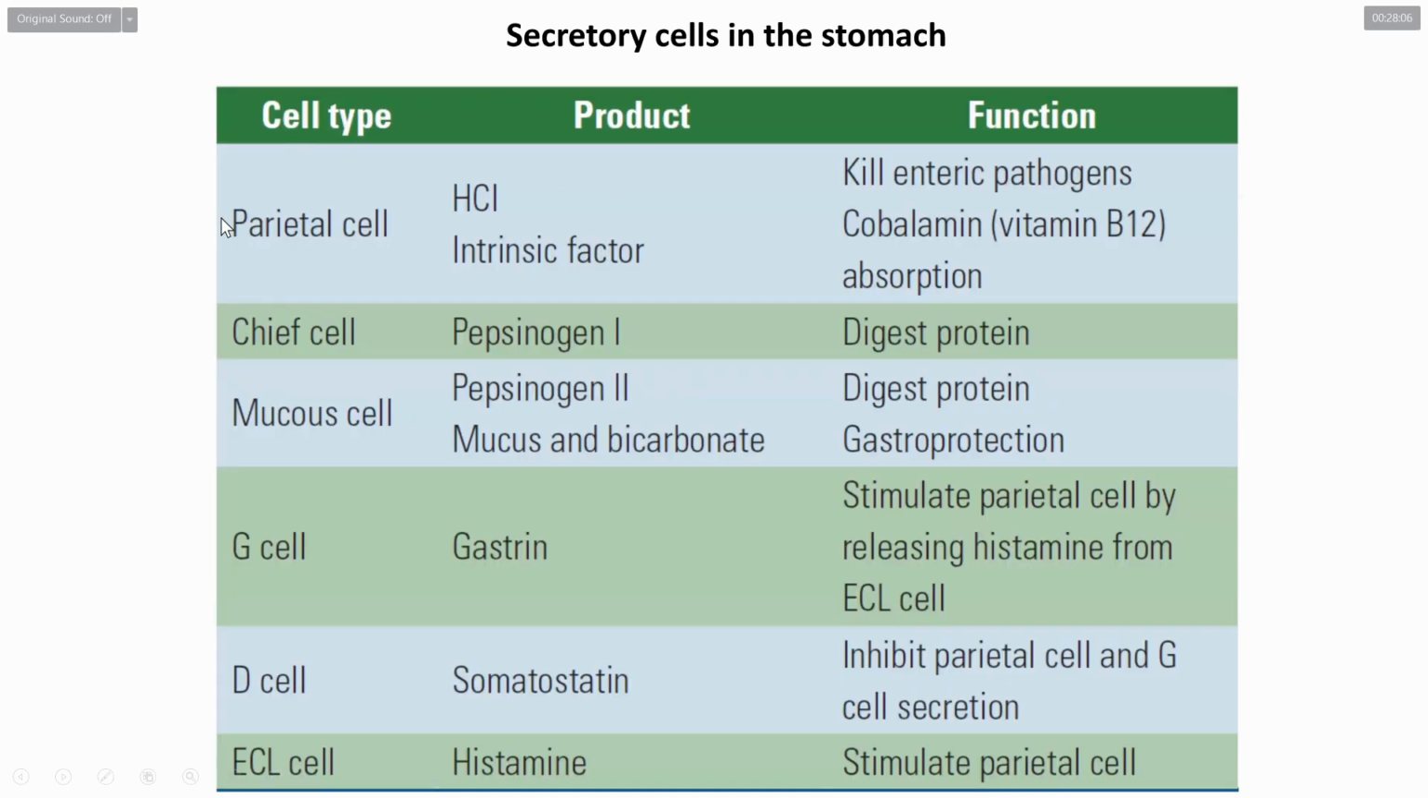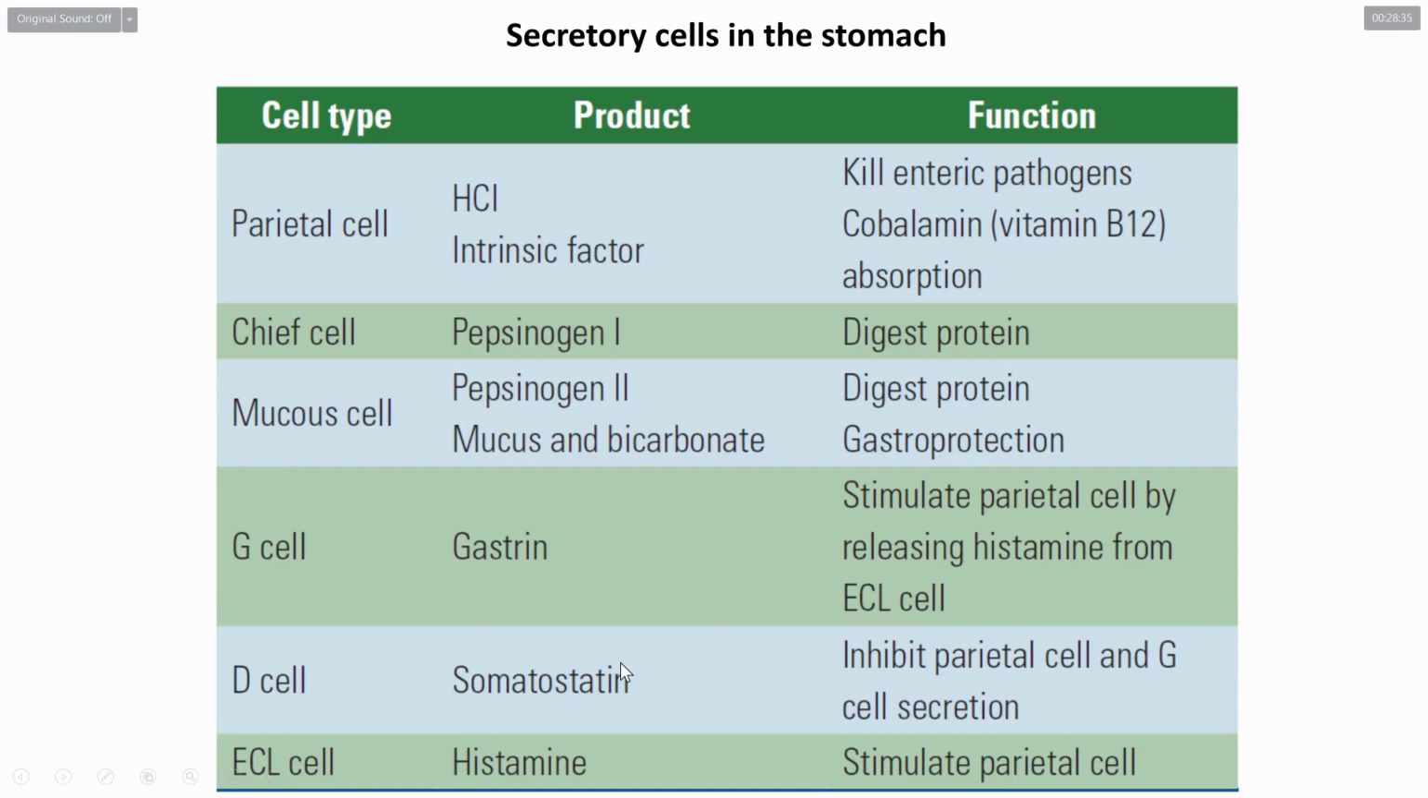These are the cells which you find on the oxyntic glands in the stomach. Parietal cells secrete what? Hydrochloric acid and intrinsic factor. Chief cells secrete pepsinogen, G cells gastrin, delta cells or D cells somatostatin, although they're very common in the antrum. And ECL cells secrete histamine.